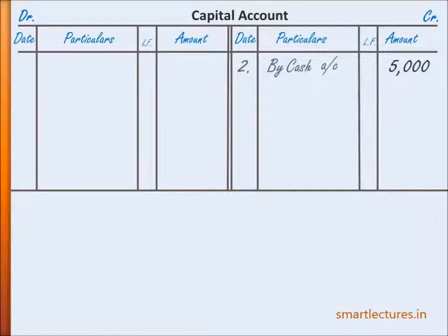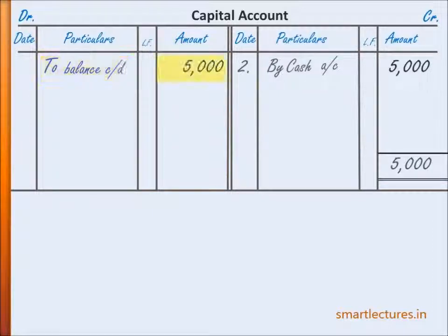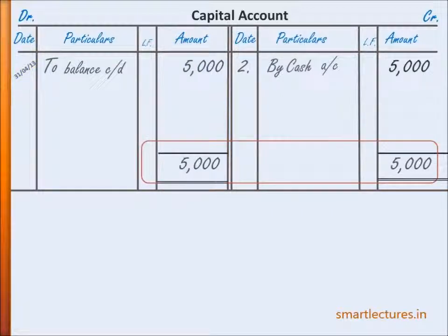Move to capital account. The credit side total is rupees 5,000, but on debit side, nil. So write down to balance c/d rupees 5,000. Date will be 31st March 2013. Now the total on both sides is rupees 5,000.